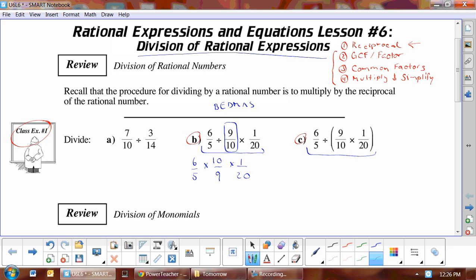And now it's just like the problems we did yesterday, right? So we can go, okay, well, 6 and 9 each can be divided by 3. 5 and 10, divide both of those by 5. And so we'll say, okay, well, that gives us 2 over 1 times 2 over 3 times 1 over 20. And then we can say, oh, well, we still have more common factors. We can divide this by 2 and our 20 by 2.